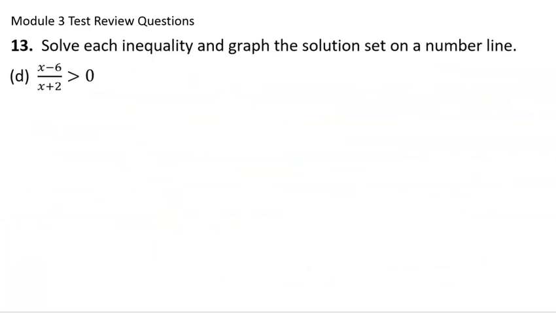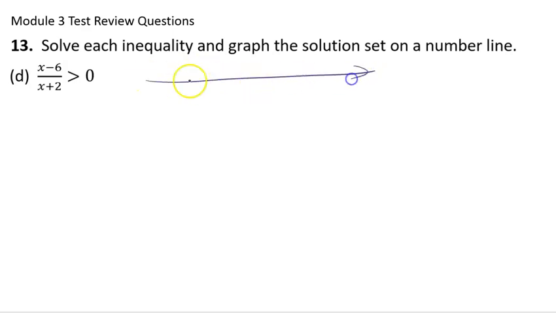Now, the first step, is there a 0 on one side? You bet. So step 1's done. The next step is to factor. You know what? We're already there too because x minus 6 and x plus 2 are linear. They're not going to factor any further unless they had a greatest common factor, which they don't. So then the next thing I do, I'm ready to draw my number line.